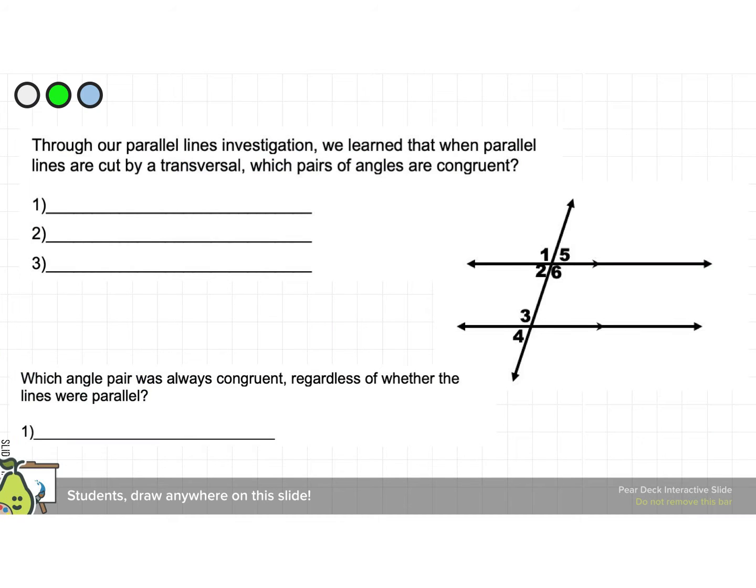Through our parallel lines investigation, we should have learned that when parallel lines are cut by a transversal, these angle pairs are congruent. Well, we know that corresponding angles are congruent. We know that alternate interior angles are congruent. And we also know that alternate exterior angles are congruent.